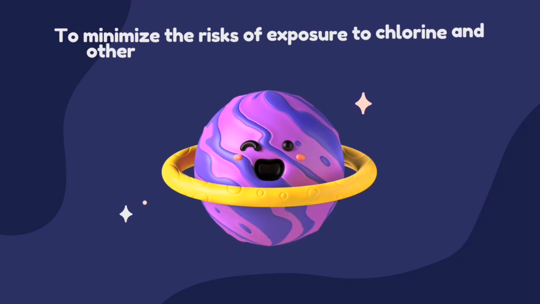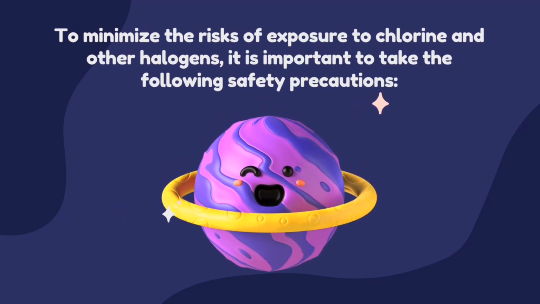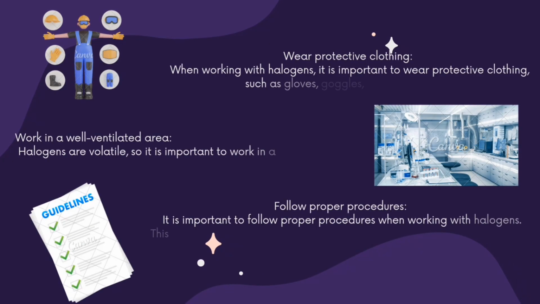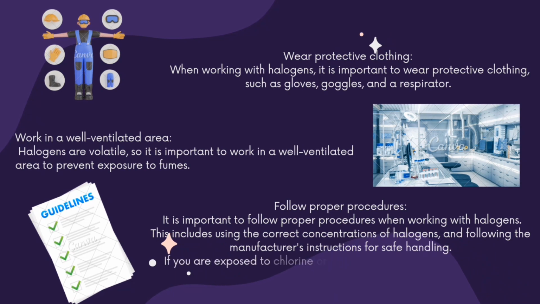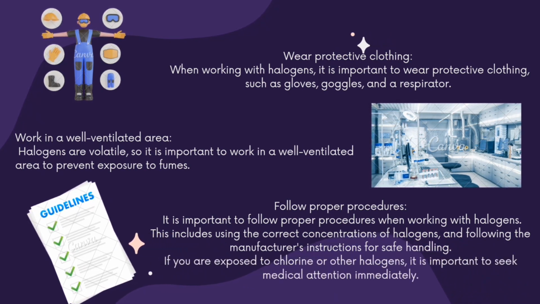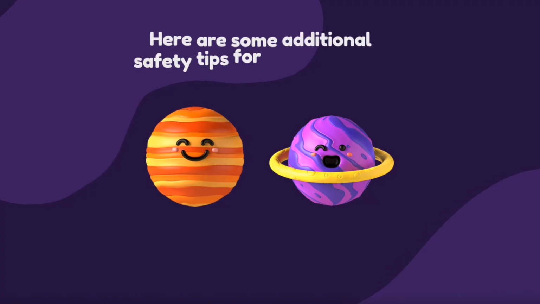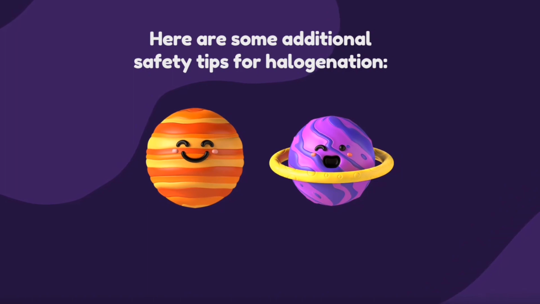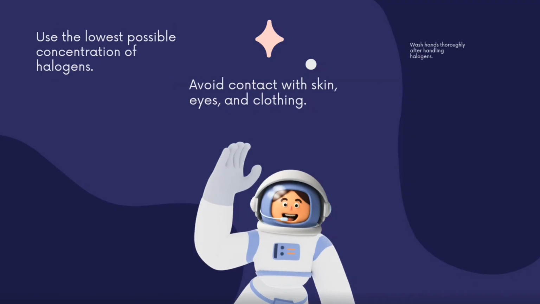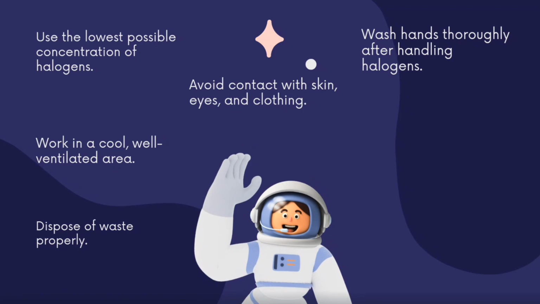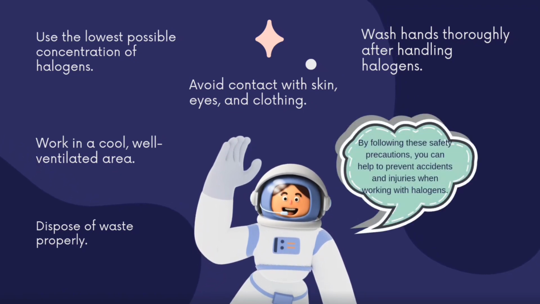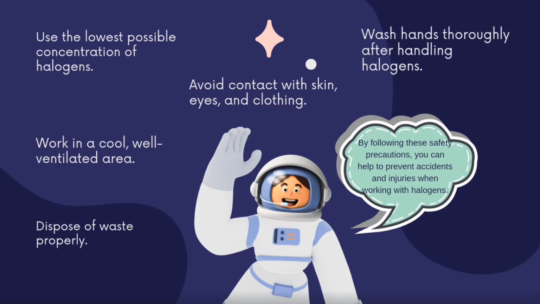To minimize the risk of exposure to chlorine and other halogens, it is important to take the following safety precautions. First, wear protective clothing. Next, work in a well-ventilated area. Last one, follow proper procedure. Here are some additional safety tips for halogenation. First, use the lowest possible concentrations of halogens. Next, avoid contact with skin, eyes, and clothing. And wash hands thoroughly after handling halogens, and so on.